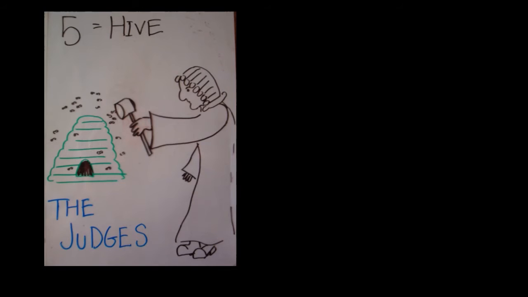Next we have 5, hive, which calls to mind a beehive, and this is a judge with his gavel hitting the beehive very unwisely. And so the period of the judges, where people were not wise and everyone was doing what was right in his own eyes. And so the Lord raises up judges like Gideon and Samson, Deborah, Samuel being the last judge.